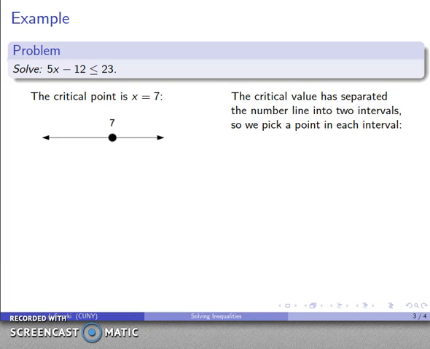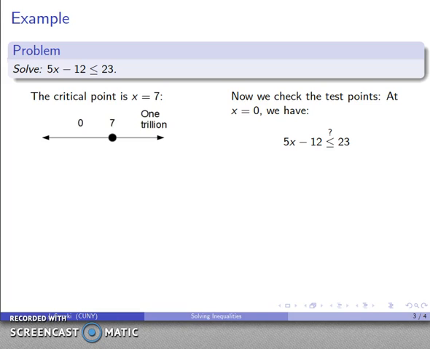So I'll pick a point in each interval. How about something to the left of 7? Well, how about 0? And something to the right of 7? How about 1 trillion? And here's the thing. It really doesn't matter what this value is, 1 trillion or 0 or whatever, as long as they're in the correct intervals. The only requirement is ultimately we're going to have to check to see if they satisfy the inequality. So let's check this out.